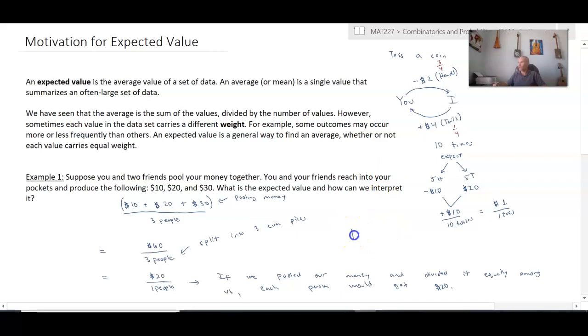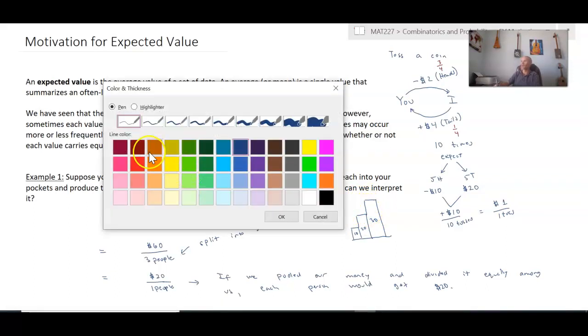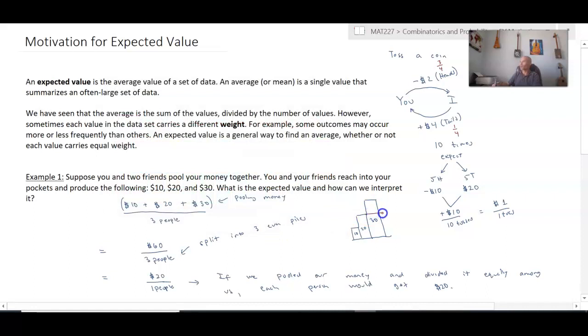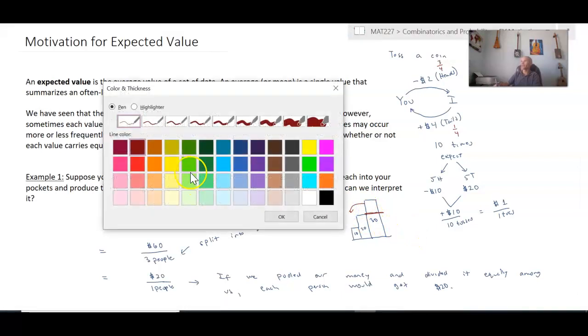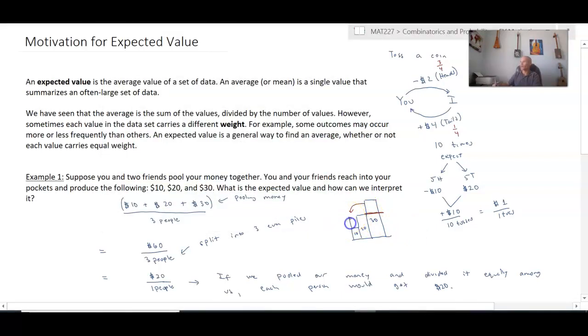So I like to picture it this way. One person has $10, another person has $20, and another person has $30. And that's what these bars represent, the height representing how much they have. And if we were to redistribute all of the money, then one way we could think about this is, well, we're gonna sort of take off the top portion of what this person has here that has the $30, and we're going to stack it so that we even out the distribution of money.